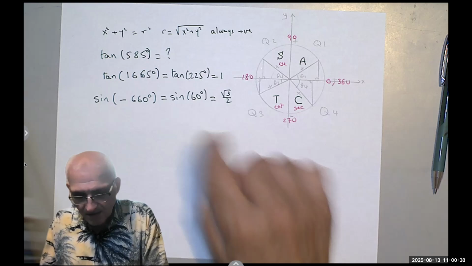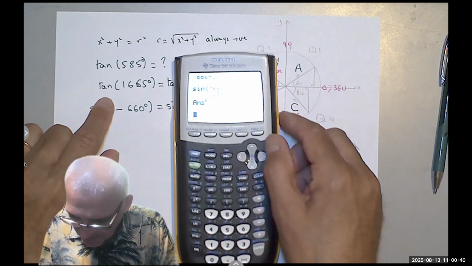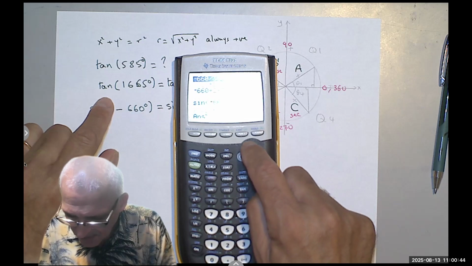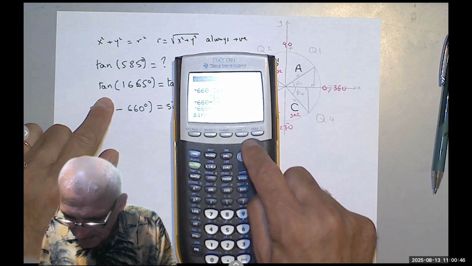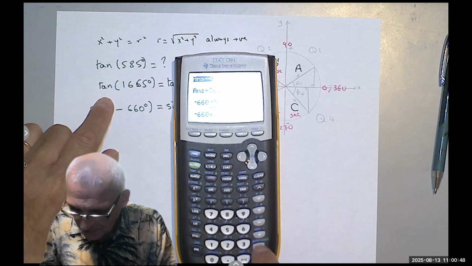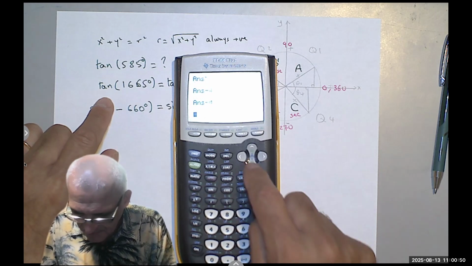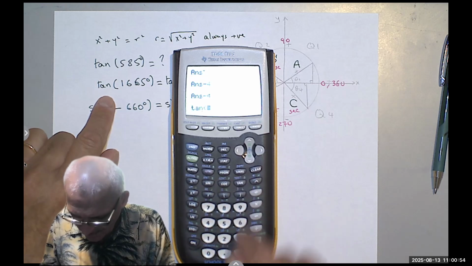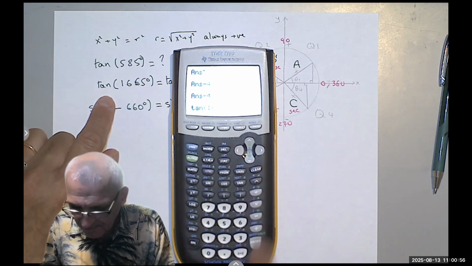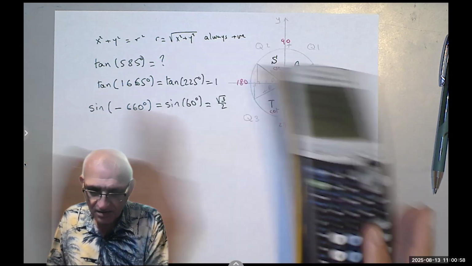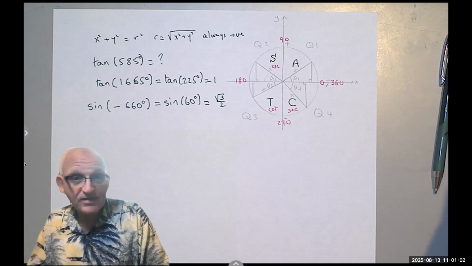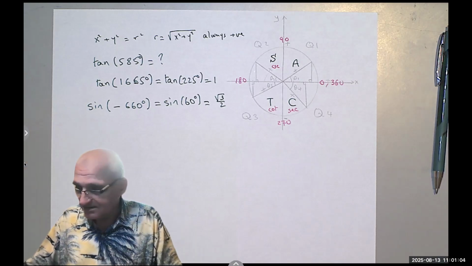Same thing, we did the tan, right? Did we do the tan? No. So let's come here and say tan 1665, and you get 1. Exact. So we are done with that. Hopefully it wasn't that bad.